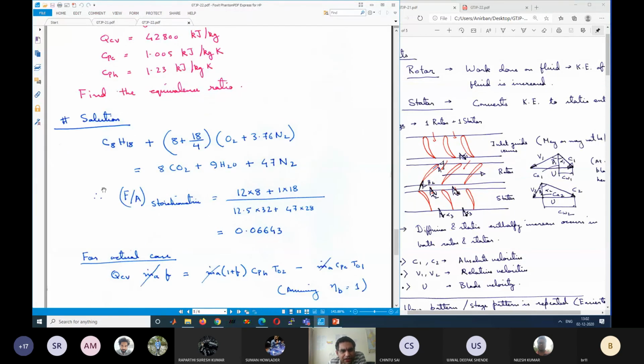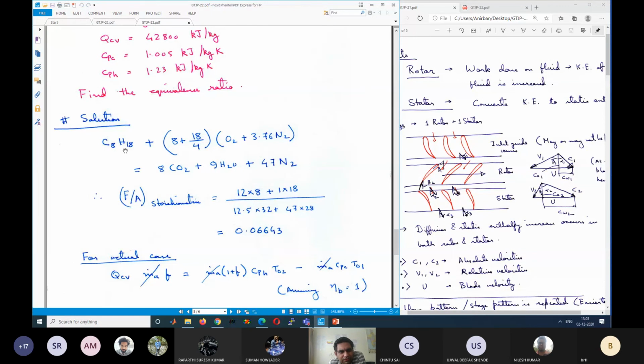Now the fuel air ratio for the stoichiometric mixture can be found as the mass flow rate of fuel divided by the mass flow rate of air. What is the mass of fuel? For one mole, it is 12 into 8, 12 for each carbon and 8 carbon atoms, plus 1 into 18, 1 for hydrogen and 18 atoms of hydrogen. So it is 96 plus 18, which is 114. So this fuel has a molecular mass of 114.